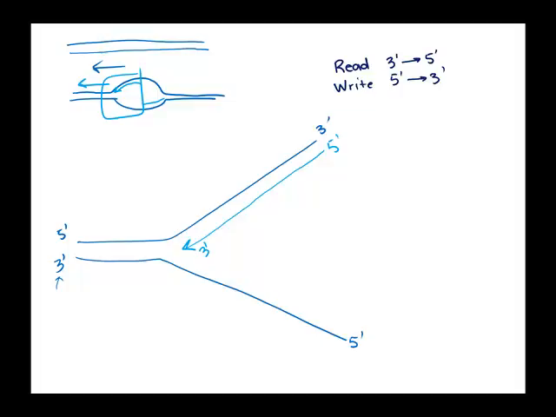Alright, so if I'm reading from right to left here, I'm going from 3' to 5', cool, I'm following my rules. Notice I'm writing from 5' to 3'. I'm going from right to left, I'm adding new nucleotides on right there at the very end there. Okay, I'm still following my rules, so I'm good to go. So I can only read in one direction, I can only write in one direction.